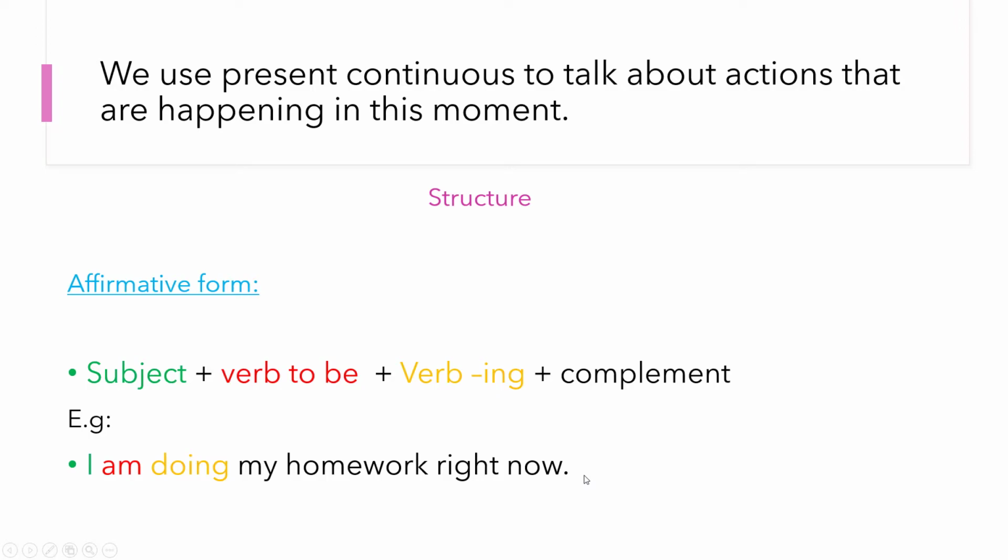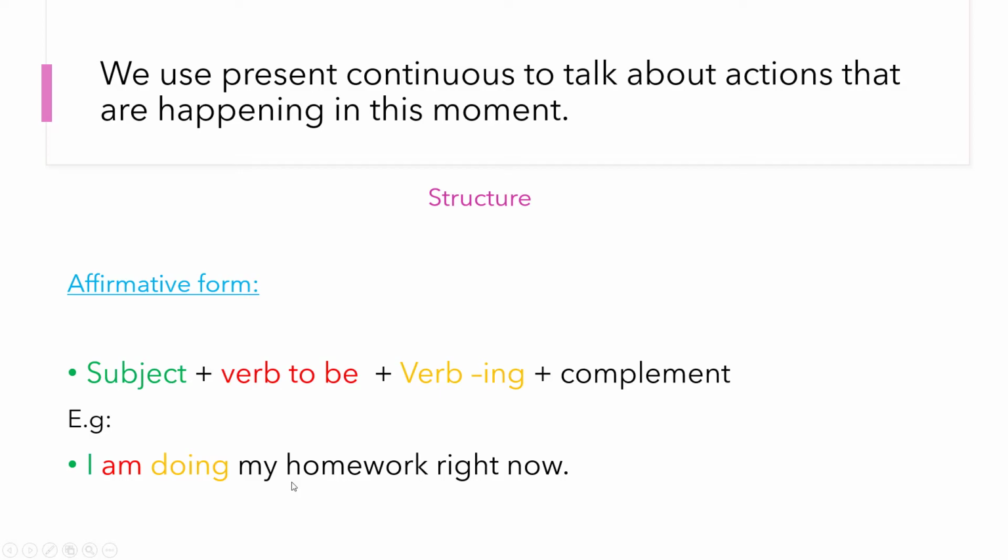I'm going to read it again. I am doing my homework right now. In Spanish, yo estoy haciendo mi tarea ahora mismo. Okay? That is present continuous. Right now. I am doing my homework right now.